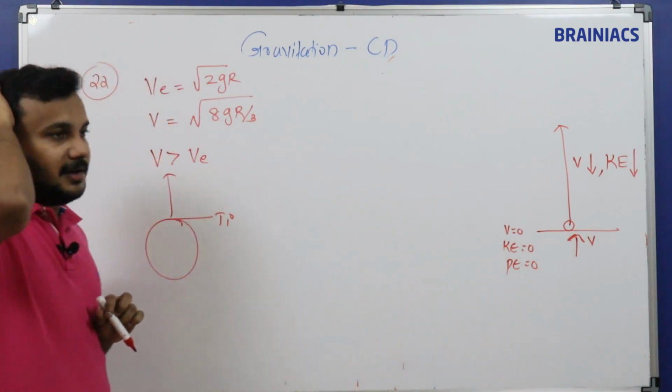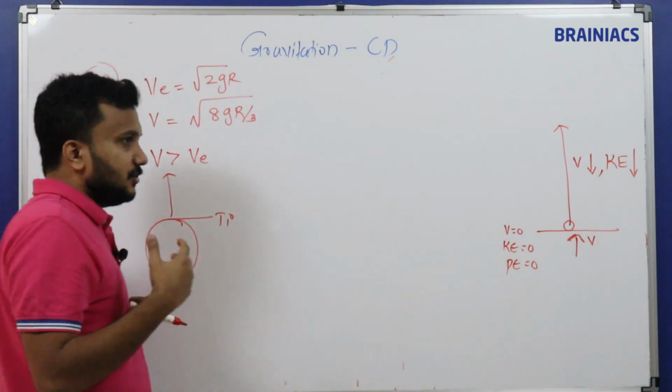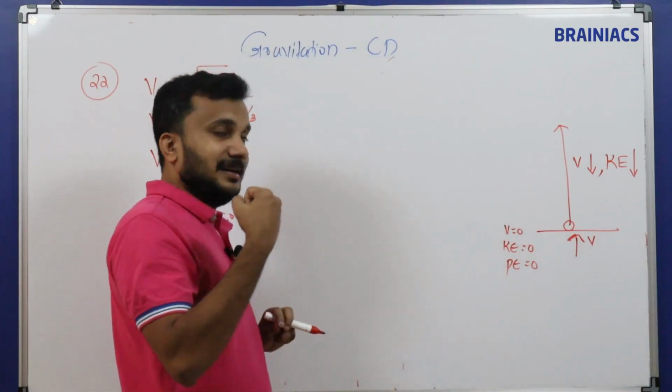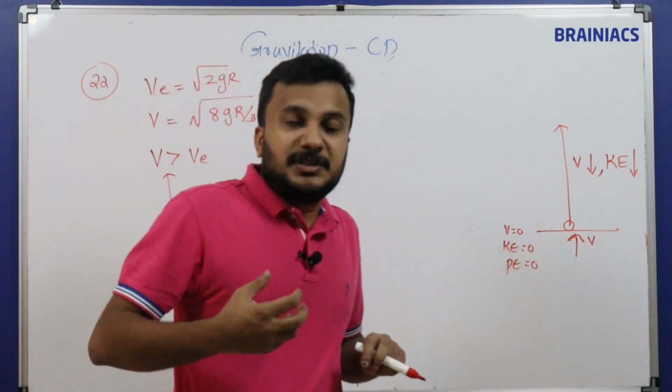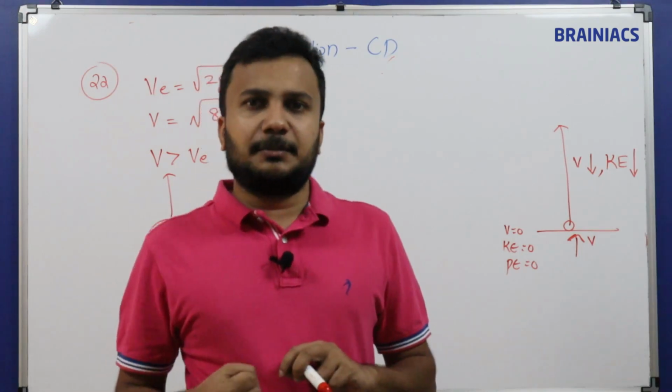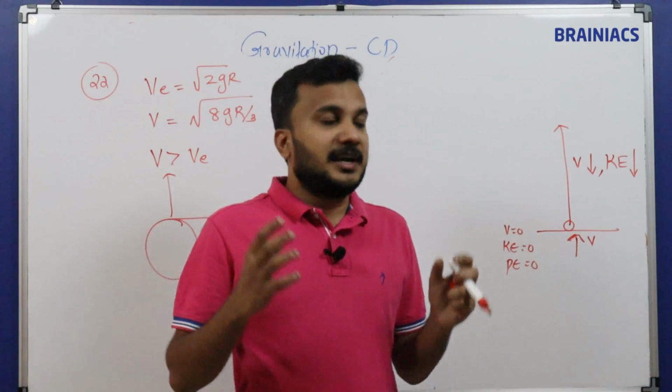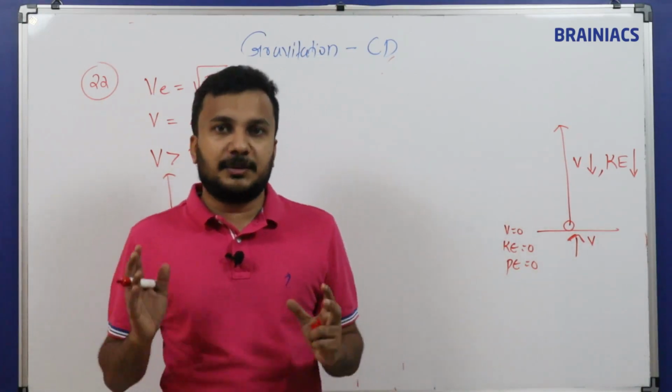Energy cannot be created, energy can't be destroyed, energy will be converted from one form to another. So here kinetic energy decreases. Decrease means kinetic energy is losing, but who is actually gaining the kinetic energy? Suppose I have 100 joule of kinetic energy when I am starting from here.